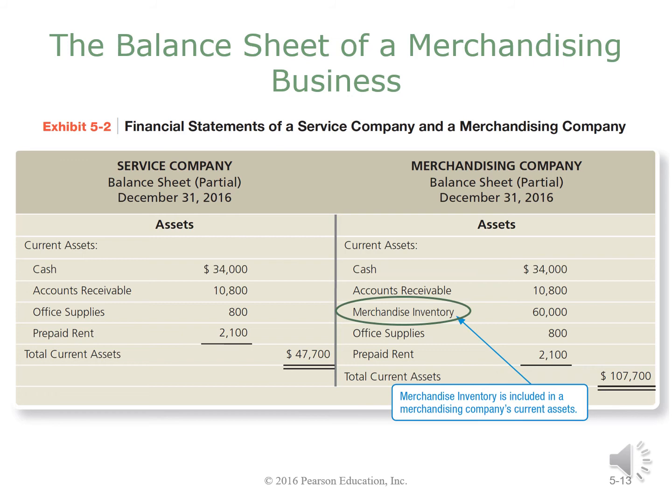We have a new asset, and that is merchandise inventory. It's listed right after cash and accounts receivable as our third most liquid current asset. Merchandise inventory represents all the inventory in our company that is sitting on our shelves and waiting to be sold.